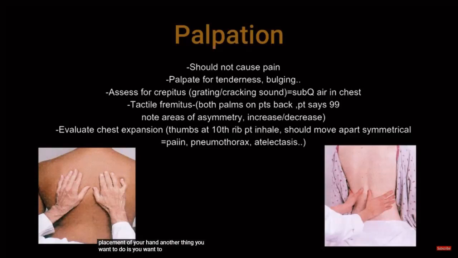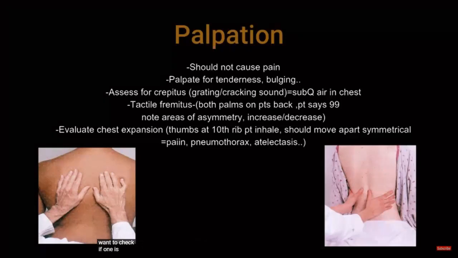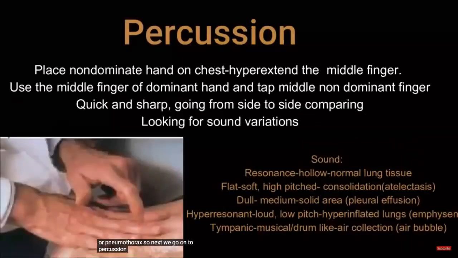Another thing you want to do is evaluate for chest expansion. So as you see in the right picture on the bottom, you're going to put your thumbs at the 10th rib. You're going to tell the patient to inhale, and your thumbs should move apart symmetrically. The same thing with exhale, and they both should move symmetrically. They shouldn't have pain in the area. You want to check if one is not moving symmetrically. It could indicate atelectasis or a pneumothorax. So next we go on to percussion.